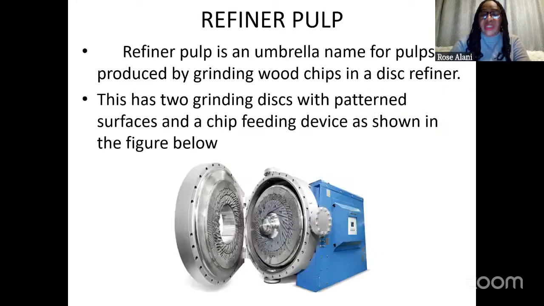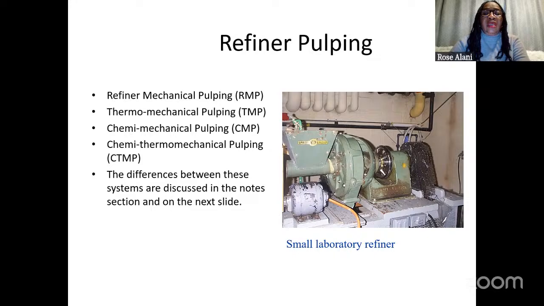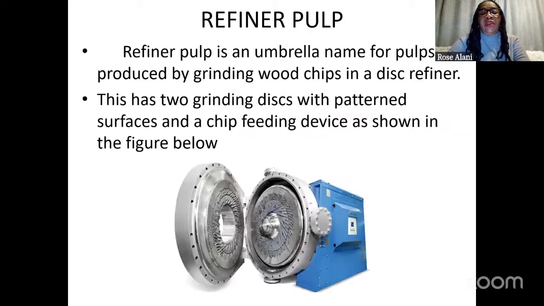So now we want to take the refiner mechanical pulping method. The refiner pulp itself is an umbrella name for pulps that are produced by grinding wood chips in a Dix refiner.